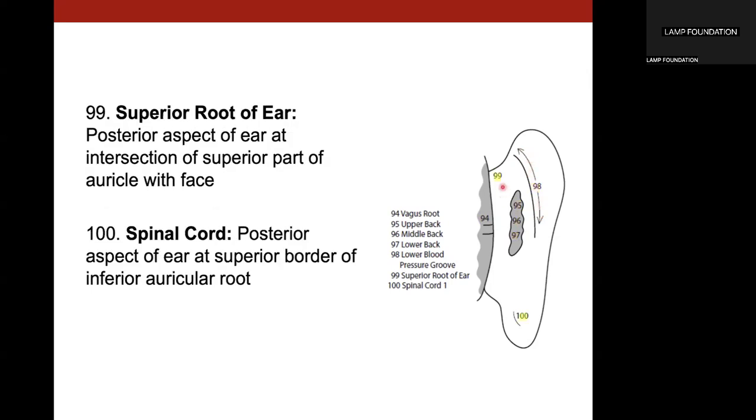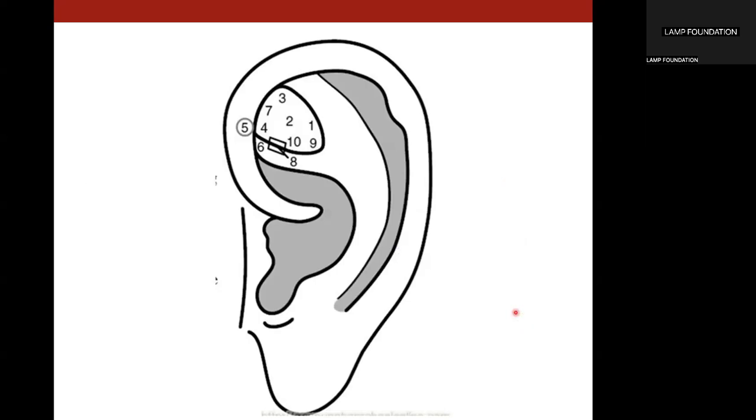99 is the superior root of the ear, posterior aspect of the ear at the intersection of the superior part of auricle with the face. And 100 is the spinal cord, the posterior aspect of the ear at the superior border of the inferior auricular root. Now let's review from the start.